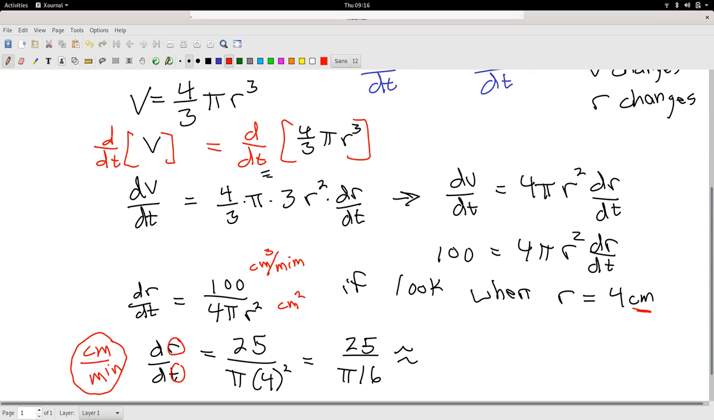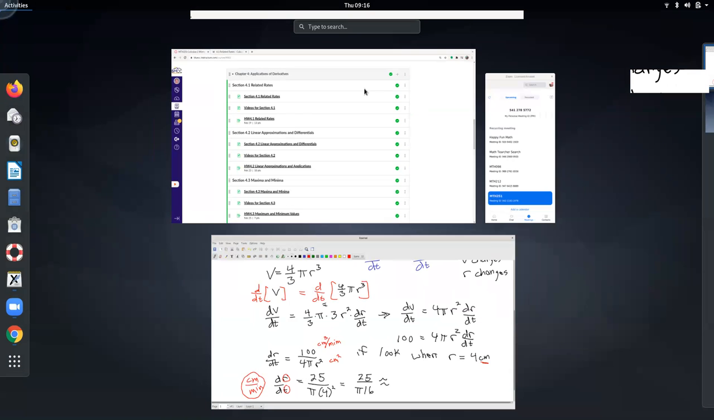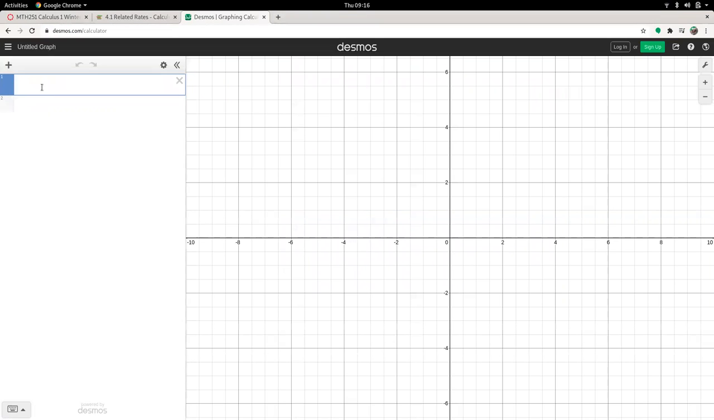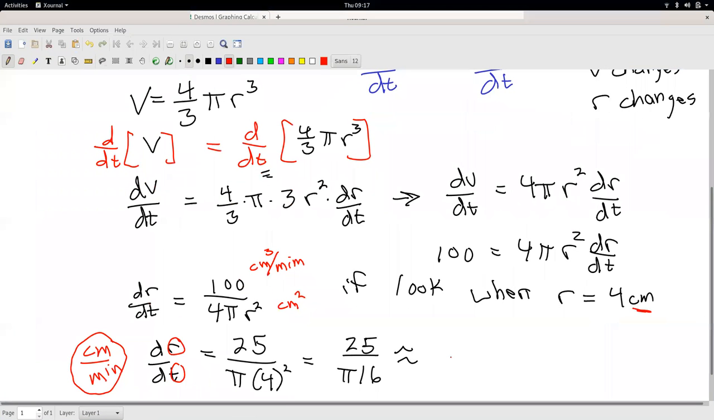So the rate of change, let's calculate that number just for fun. Desmos may be helpful today. So we've got 25 over pi times 16. And so we get about 0.5 roughly centimeters per minute change in the radius.